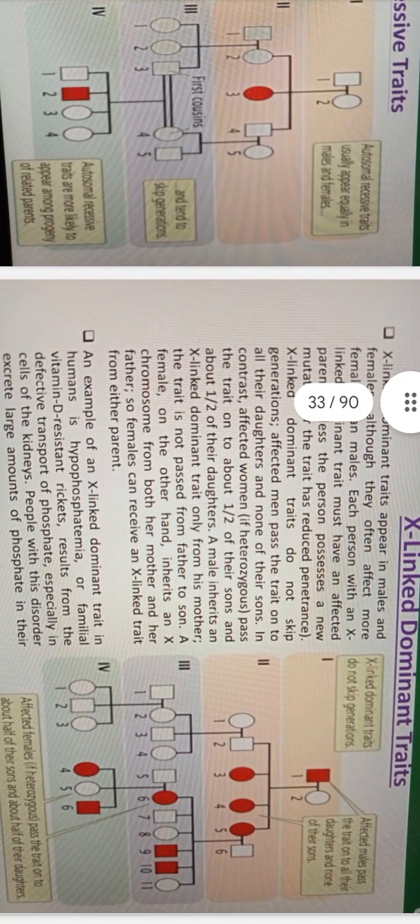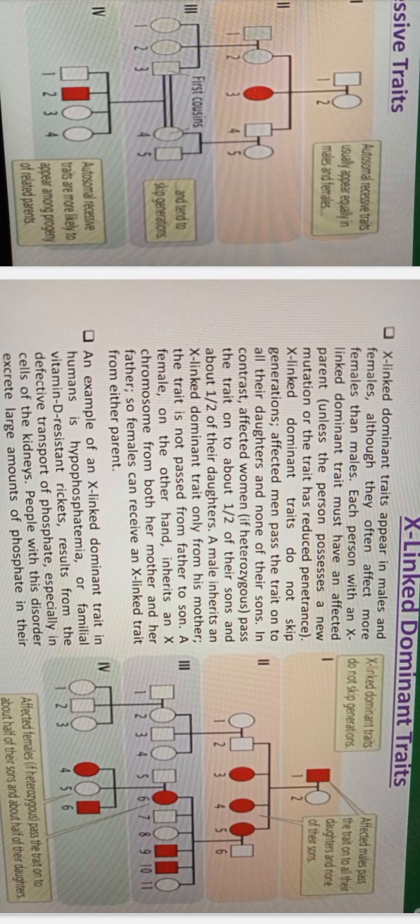Then X-linked dominant traits. X-linked dominant traits appear in males and females, although they often affect more females than males because it's X-linked. Each person with an X-linked dominant trait must have an affected parent, most probably, unless the person possesses a new mutation or the trait has reduced penetrance. X-linked dominant traits do not skip generations.